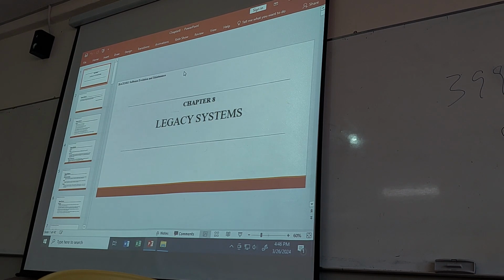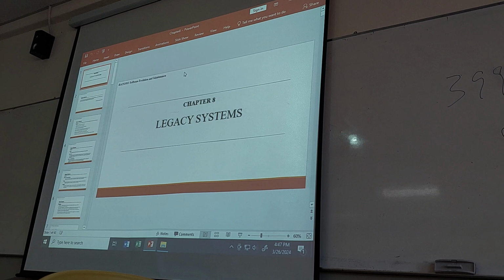Legacy system. Data reverse engineering is important. What is a legacy system, class? COBOL and Fortran, that one is a language, programs written in those languages. Fortran and COBOL are third generation programming languages, right? So, what is the legacy system? Very, very old system.